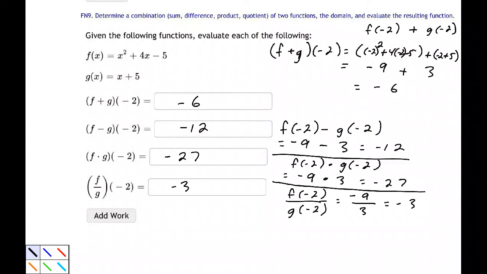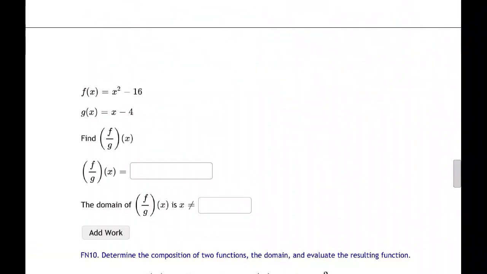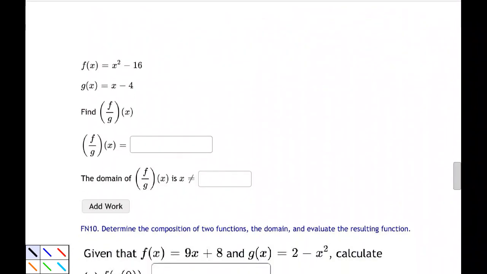All right, now this is evaluating a combination of functions. Specifically on the next question, we are going to need to divide these two functions we're given and find the domain. So on this next question, I have f of x equals x squared minus 16, and g of x equals x minus 4. So the question says find f divided by g of x.